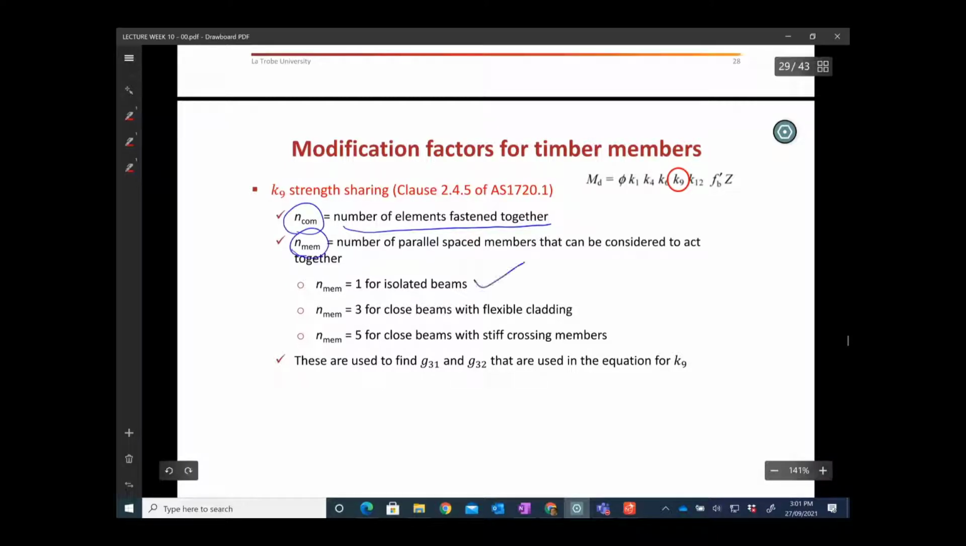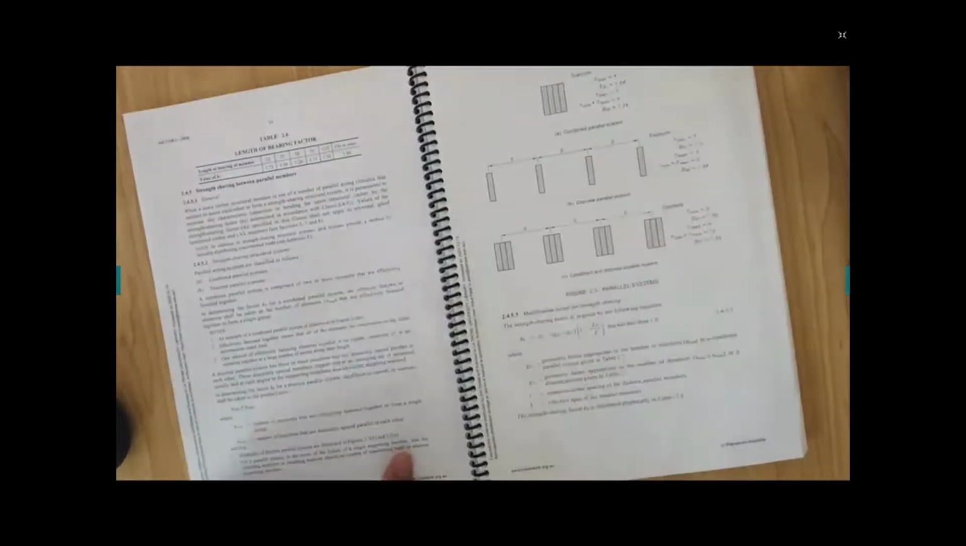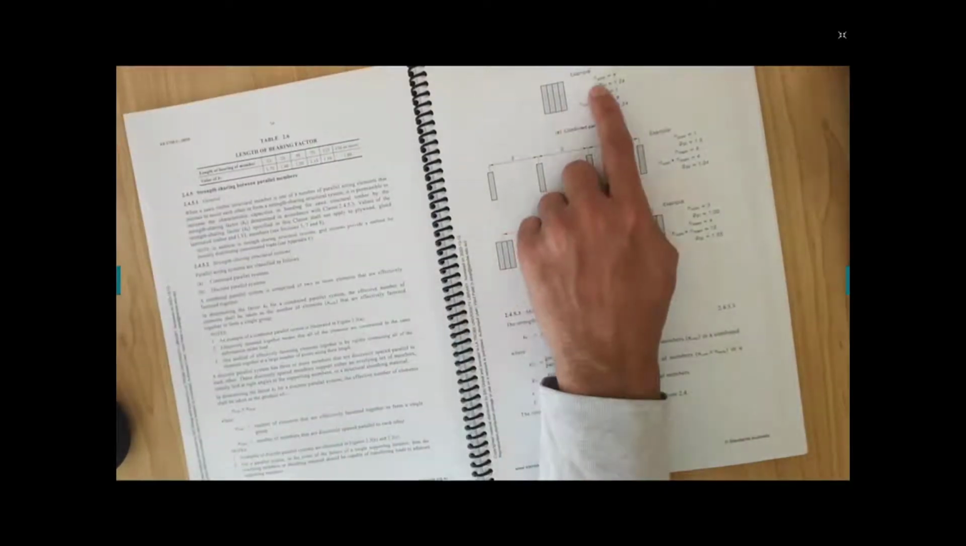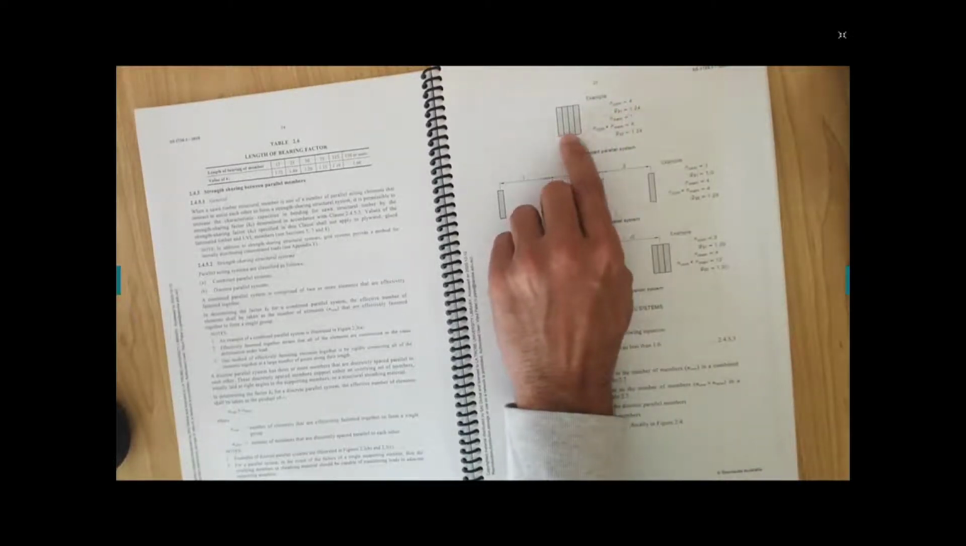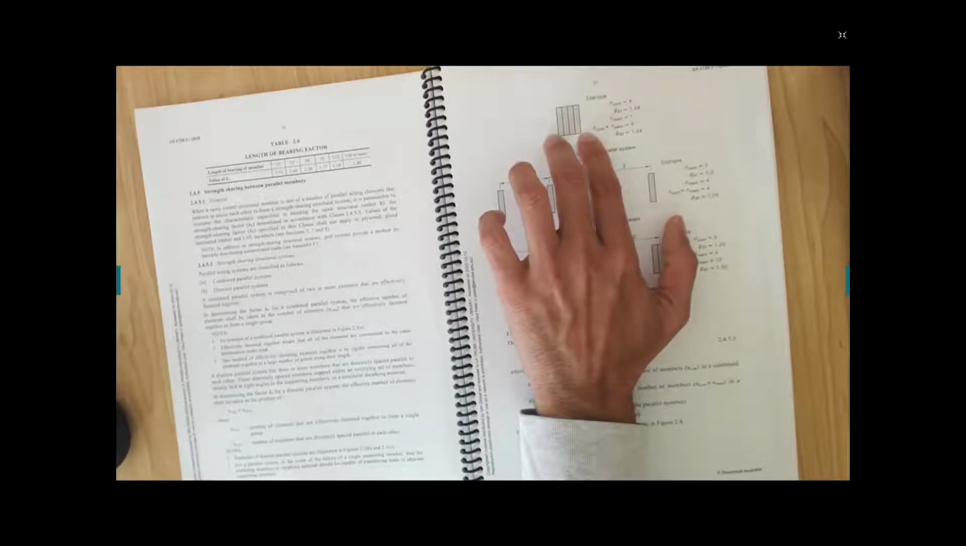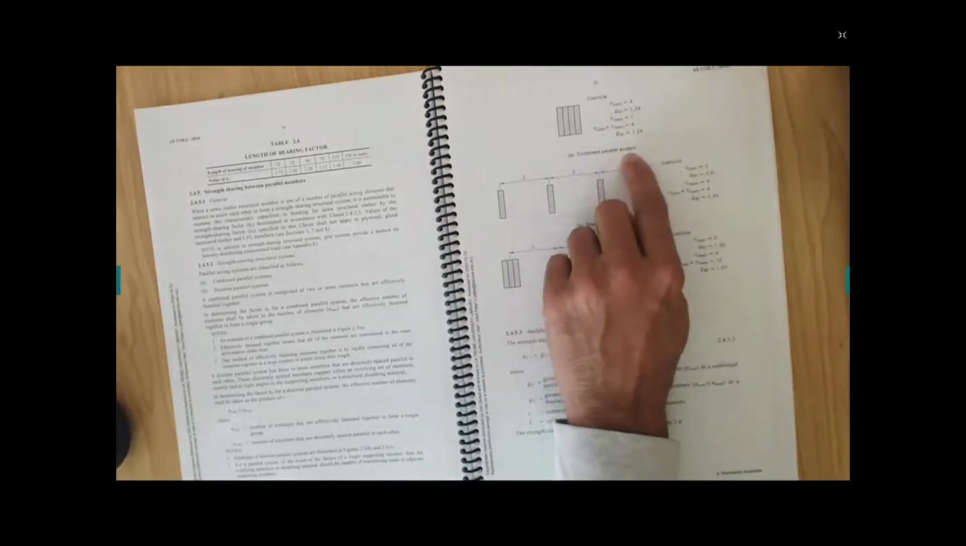If you have an isolated beam, you have only one. If you have a closed beam with flexible cladding, you will have NM equal to 3, NM equal to 5. Closely spaced beam with stiff closing members, I can just show you that one. Let me go back here. Oh, here you go. You have this, you can see N common equal to 4, because you have 1, 2, 3, and 4 beams sitting together, right? And you have only one member, so that is 1, and it is the combined parallel system.